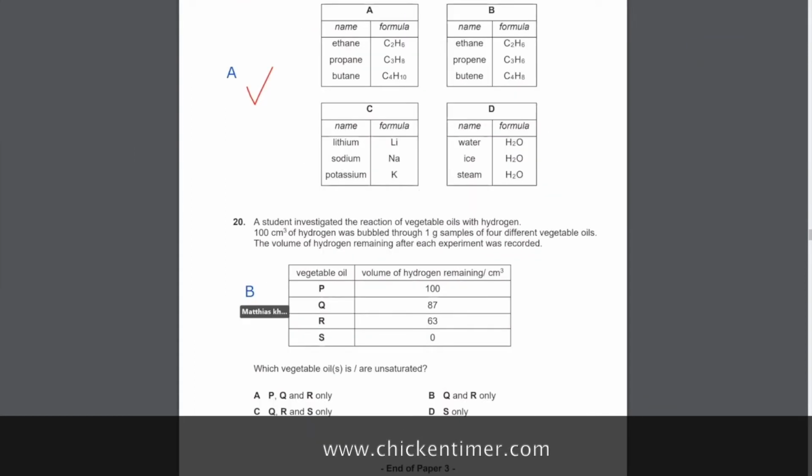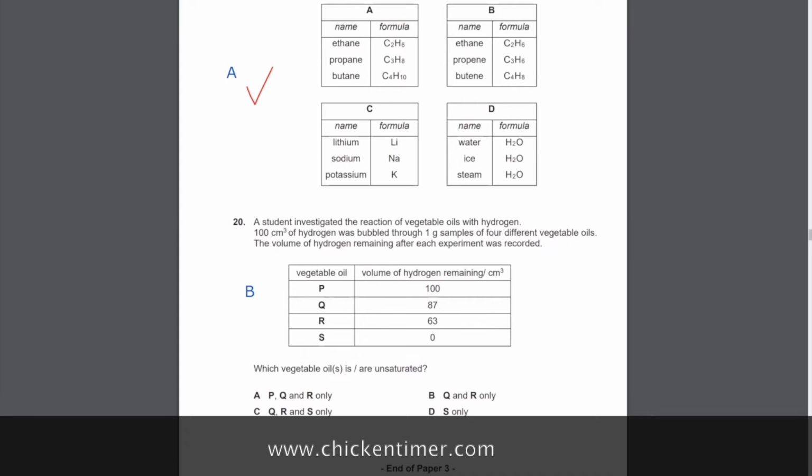19A is correct. 20. A student investigated the reaction of vegetable oils with hydrogen. So 100 cubic centimeter of hydrogen was bubbled into 1 gram of 4 different vegetable oils. Okay, the volume remaining after each experiment was recorded. So hydrogen with vegetable oil, right? The purpose of hydrogen is to open up the double bonds if there are any double bonds in the vegetable oil. So if hydrogen goes in and then hydrogen comes out the same, that means no volume decrease, right? That means there are no double bonds inside the vegetable oil.